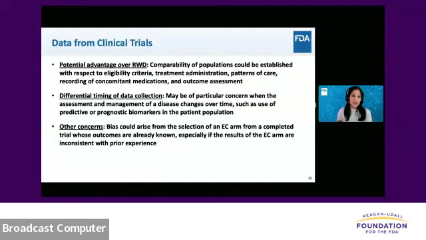Other concerns could be that bias could arise from the selection of an externally controlled arm from a completed trial where the outcome is known. And this may be particularly true if the results of the external control arm are inconsistent with prior experience. Next slide, please.